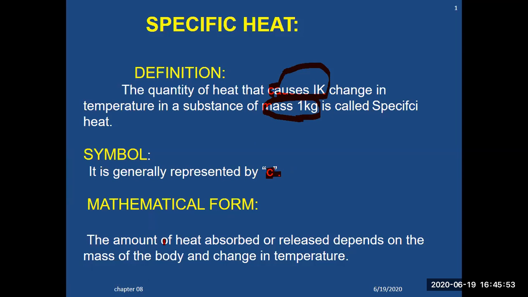And what is the mathematical form? The amount of heat absorbed or released depends on the mass of the body and the change in temperature. It depends on the mass of the body and the change in temperature as well. It depends on the weather conditions as well. So these are some of the important points to remember. We are moving ahead towards the mathematical form.